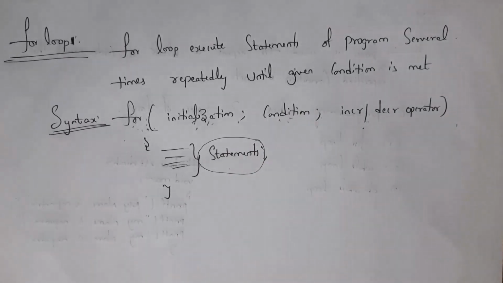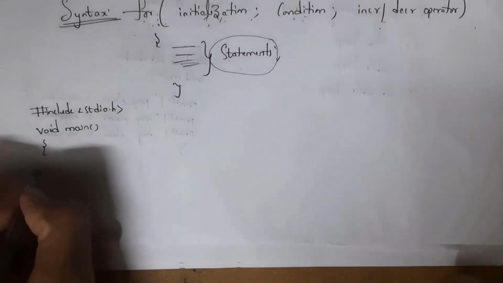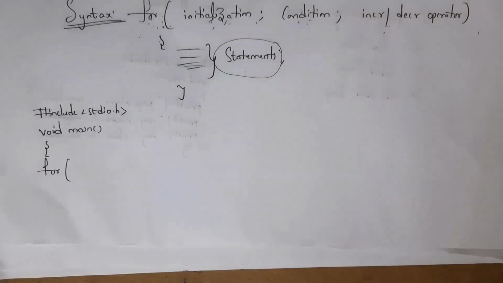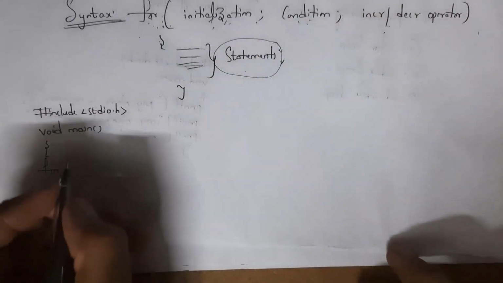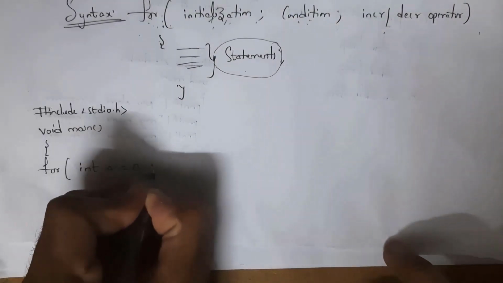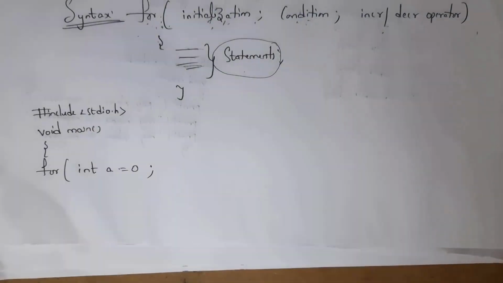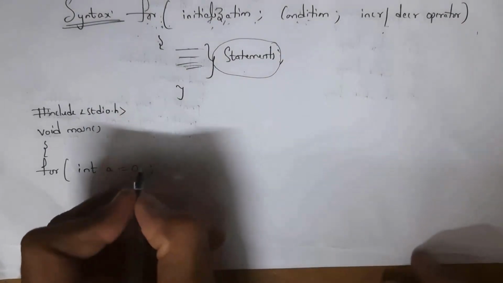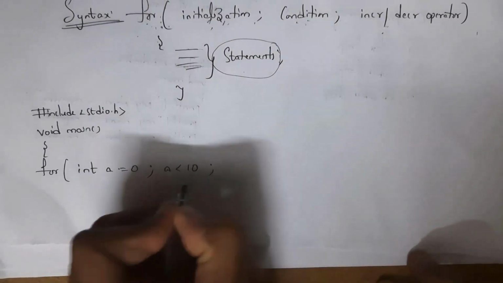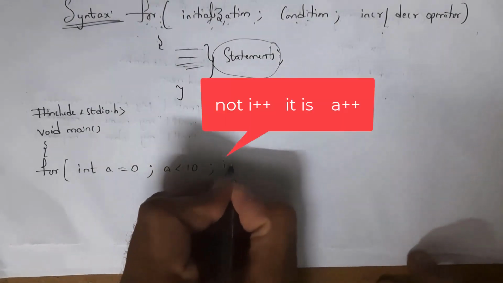I will give one program so that you can clearly understand what is this for loop. Here at first you need to write for, open bracket, and initialize a value to a variable. So I am giving here int a = 0; After that you need to give the condition. Here I am giving the condition a < 10; and I am using the increment operator i++.